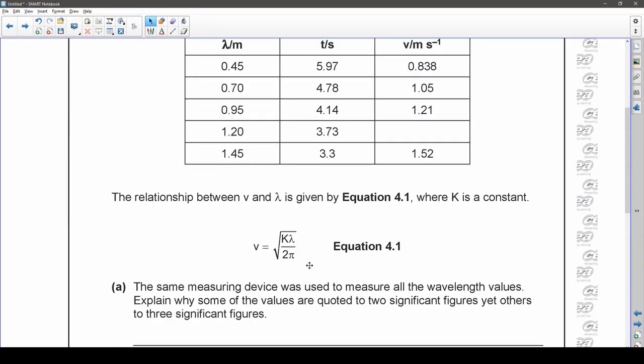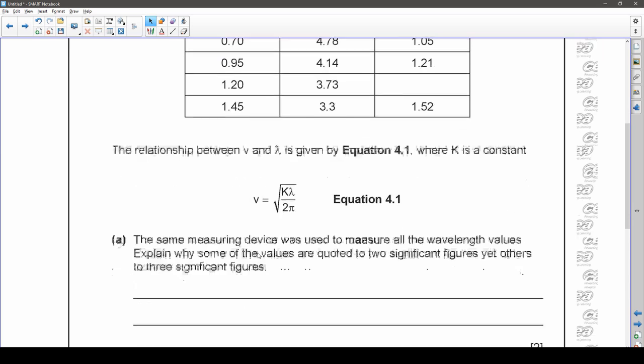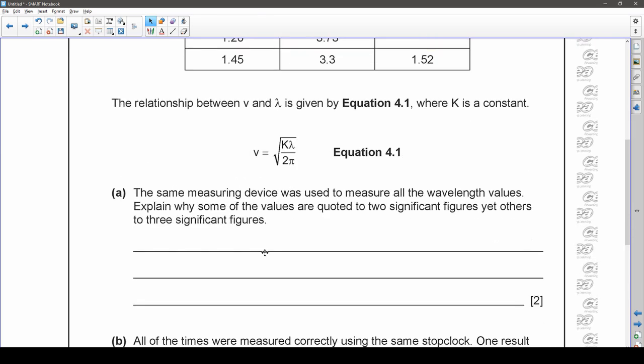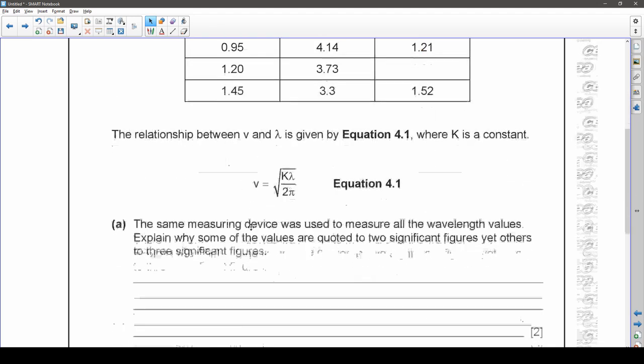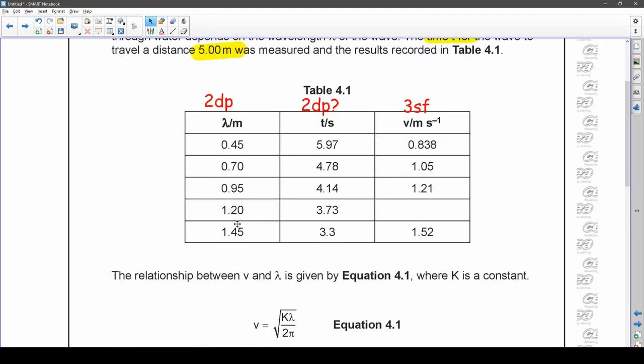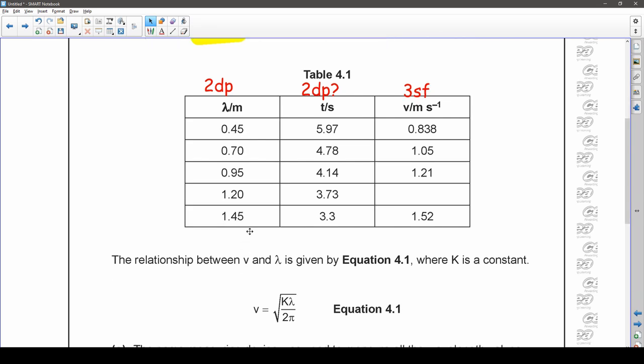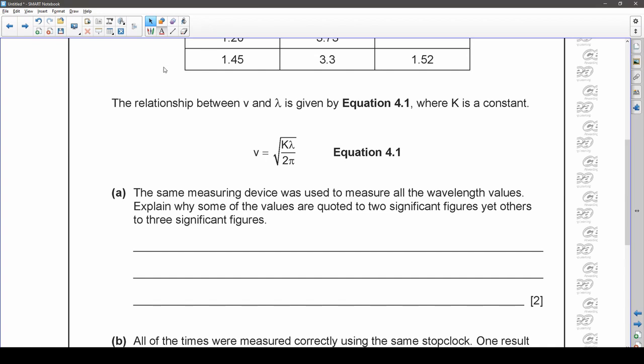Got a relationship here, so we're almost certainly looking at a graph or a calculation coming along. We've got k as a constant, we've got lambda, pi is obviously a constant, so is 2, and we've got v. Right, the same measuring device was used to measure all wavelength values. Explain why some of the values are coded to 2 significant figures, yet others are to 3 significant figures. Right, because when you're taking a measurement, we don't care about significant figures. We care about the accuracy of the equipment. So obviously our equipment is measuring to 2 decimal places. So this is the equipment accuracy.